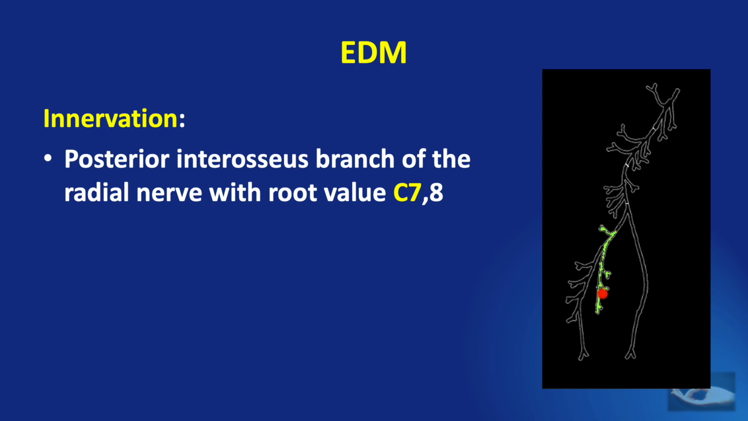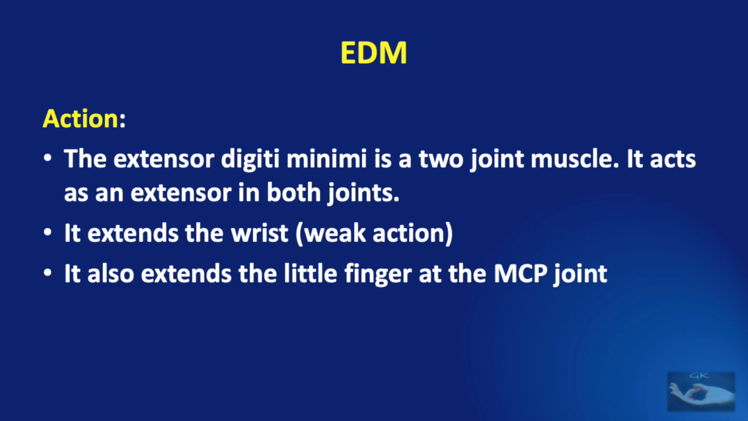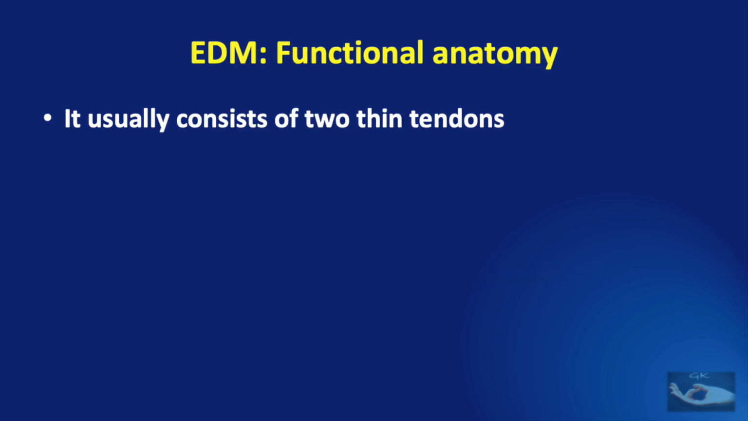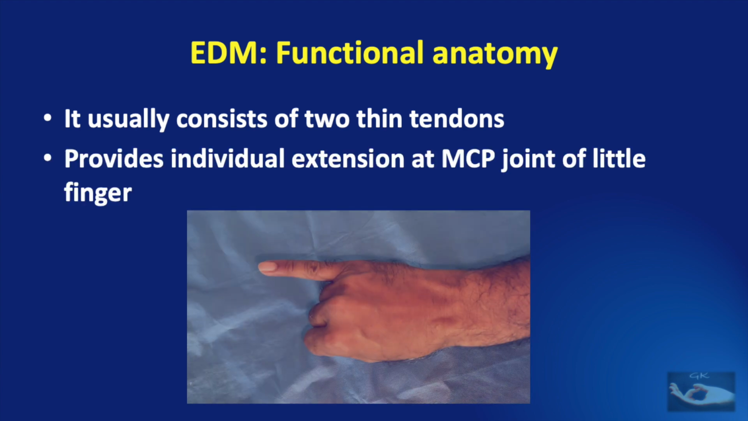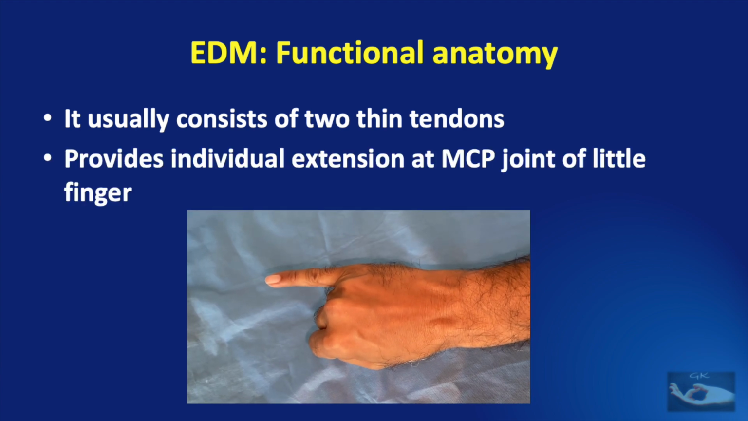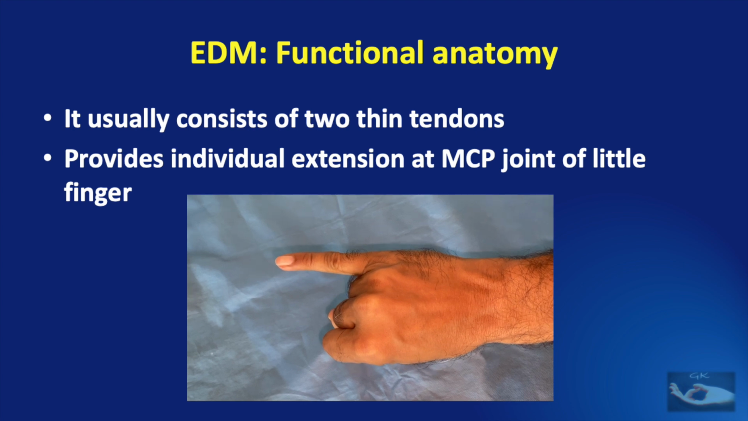The innervation to the EDM is a branch from the posterior interosseous nerve with the root value of C7, C8. The extensor digiti minimi is a two-joint muscle. It acts as an extensor of both the wrist joint, where it has a very weak action, but it mainly extends the little finger at the metacarpophalangeal joint. We have already seen that the EDM consists of two thin tendons. It provides individual extension at the metacarpophalangeal joint of the little finger.